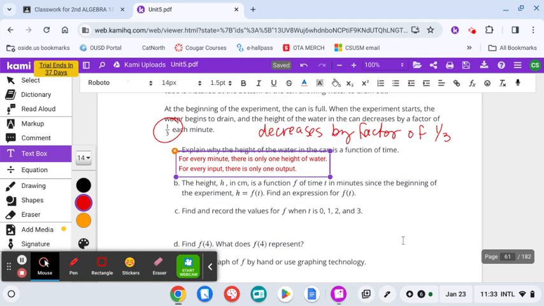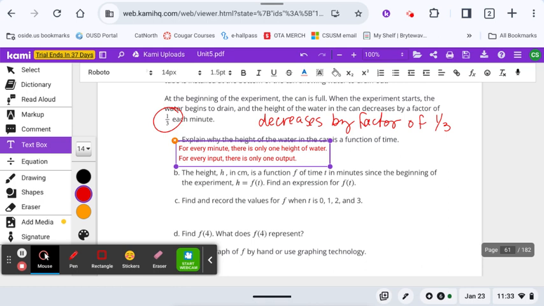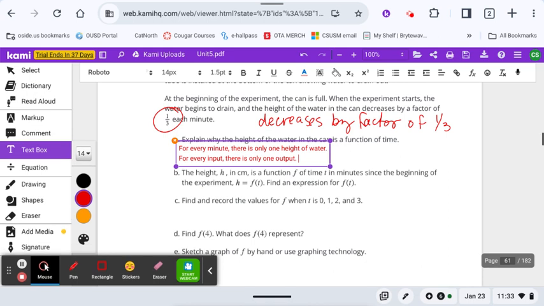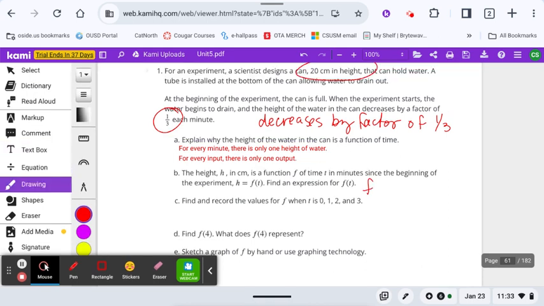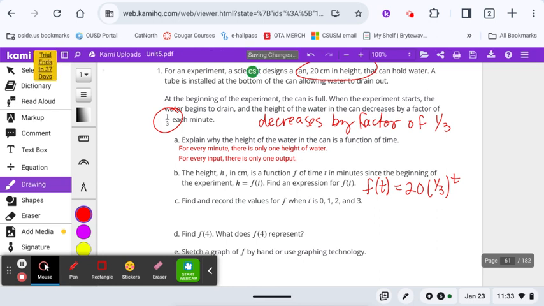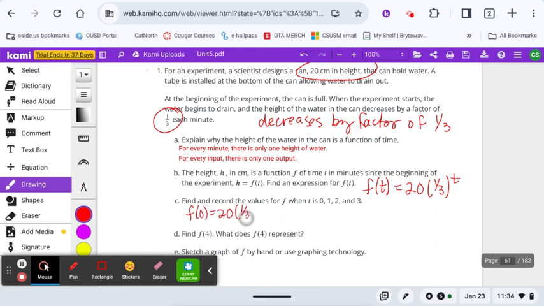And so next, B, this is a function of time. Find an expression for f of t. So they're giving us a name for this function, f of t. And it begins with 20. And it's got a factor of 1/3. And so that's the power of input of t. Find and record the values for when t is 0, 1, 2, and 3. So you're going to plug f of 0 into your calculator, 20 times 1/3 to the power of 0. Get us that answer.